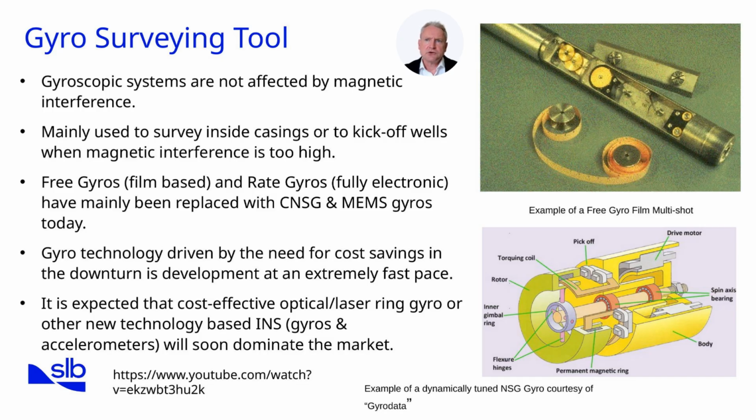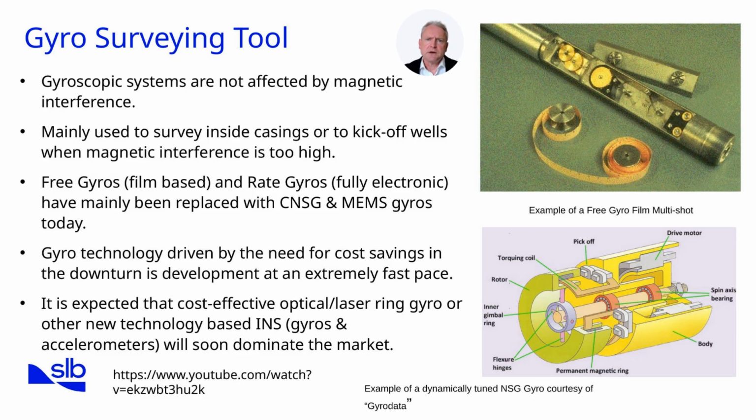Nevertheless, they offered a crucial advantage: the ability to survey inside casing or in areas of severe magnetic interference where magnetic tools failed. Free gyros marked the beginning of azimuth independence from magnetics, paving the way for more advanced electronic and north-seeking systems. Their use today is rare, but they remain a milestone in drilling technology.